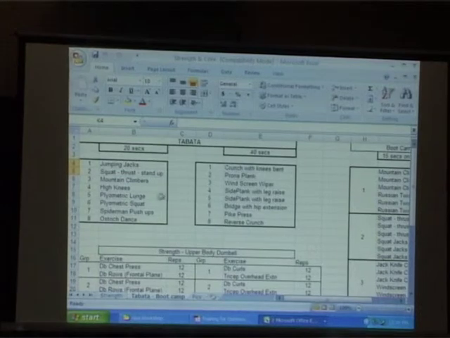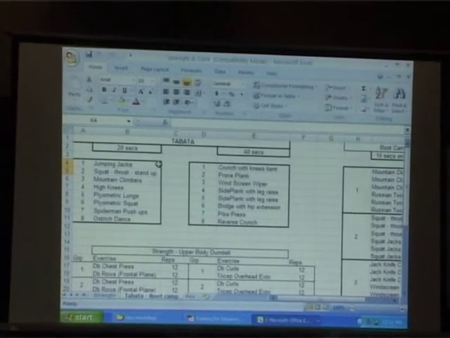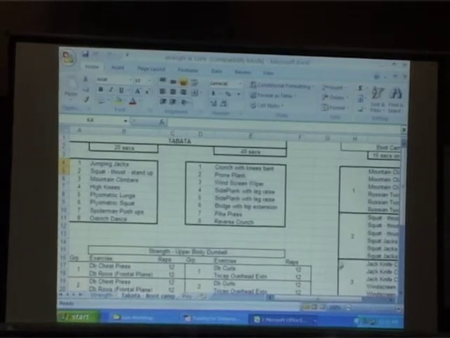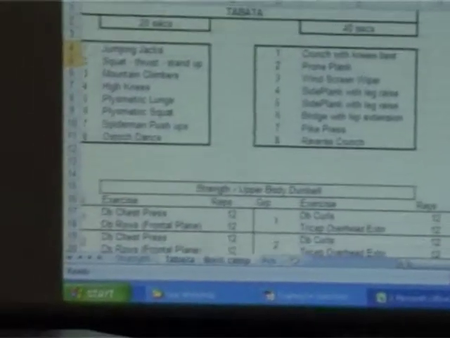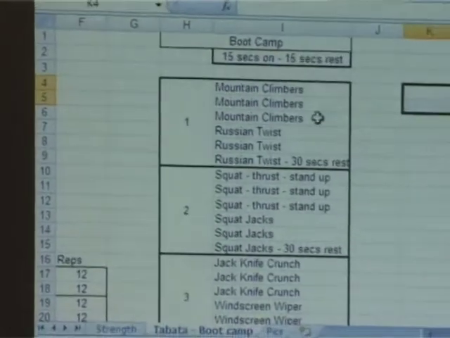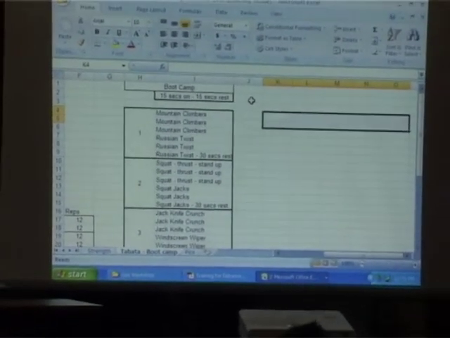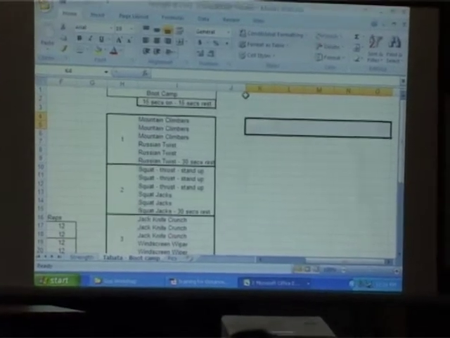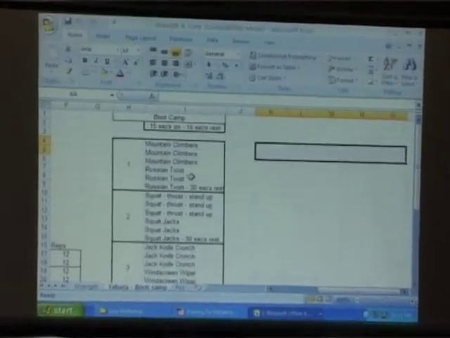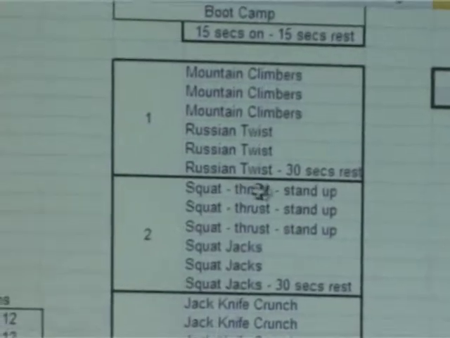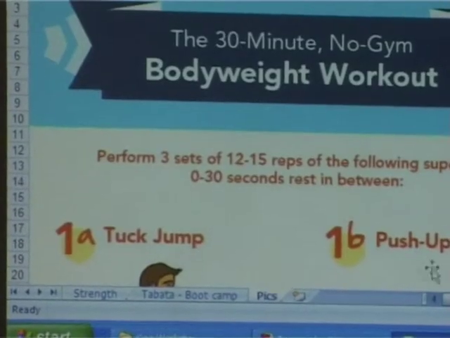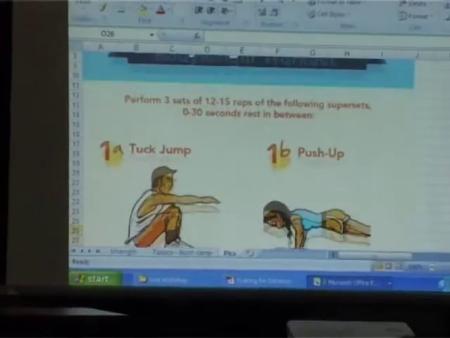These are things that you learn if you train with a coach, or sometimes we've done this with a couple of runners in Goa. Okay, upper body strength, and you can do boot camp, which is continuous 15 seconds on, 15 seconds rest, kind of real army kind of training. Okay, mountain climbers, Russian twist, squat thrust and stand up. So you have some pics here about things that you've seen.